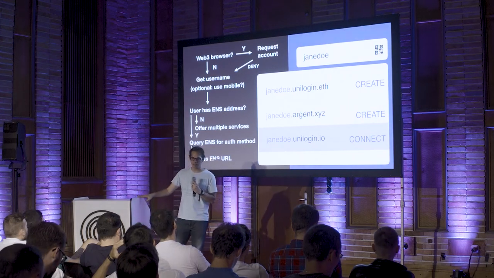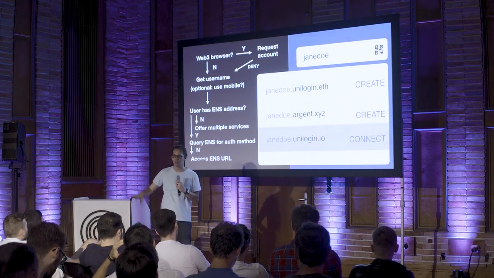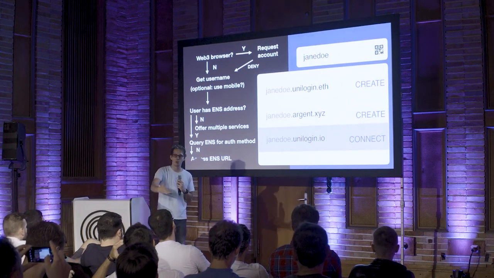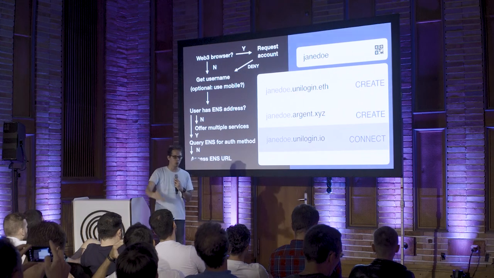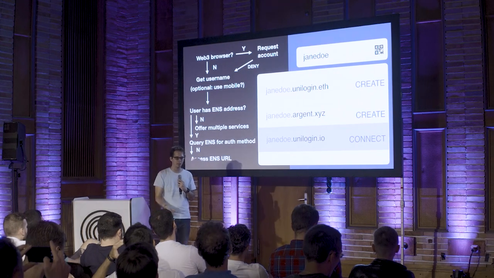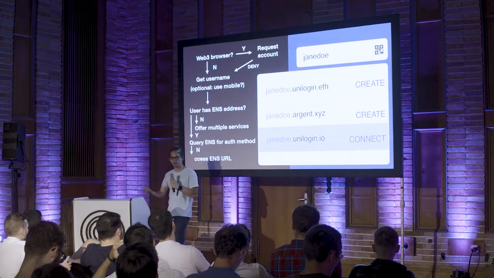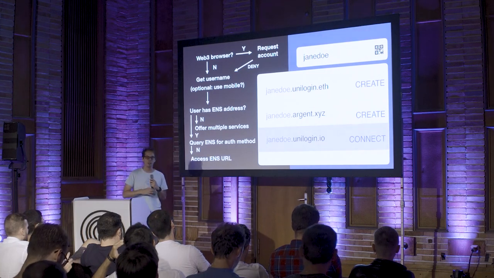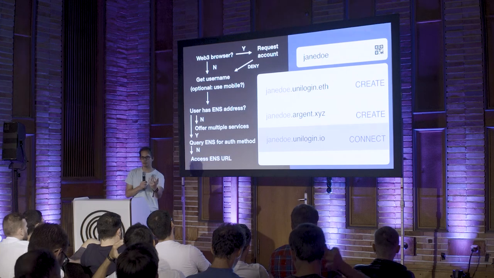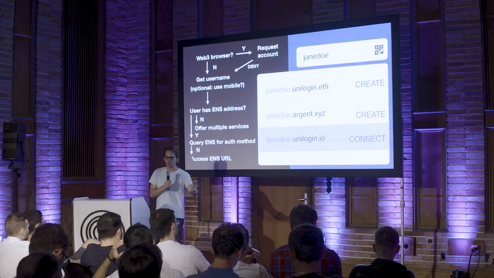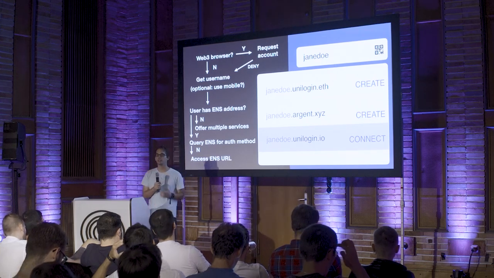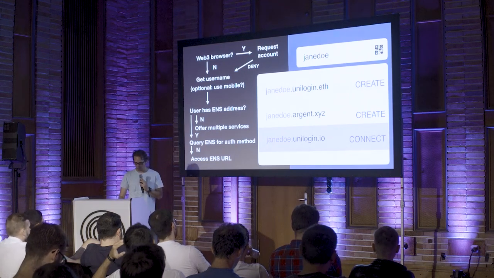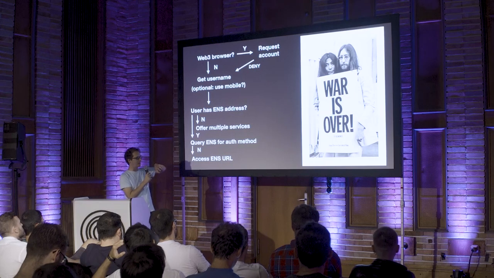Because ENS is not only .eth domains, but any domain can be an ENS thing. So you can access a web page, which is janedoe.unilogin.xyz, right? Or unilogin.io. And that could be the way in which you approve something. I have no idea, but you do have an ENS, I just go to that page and you click there to approve it, right?